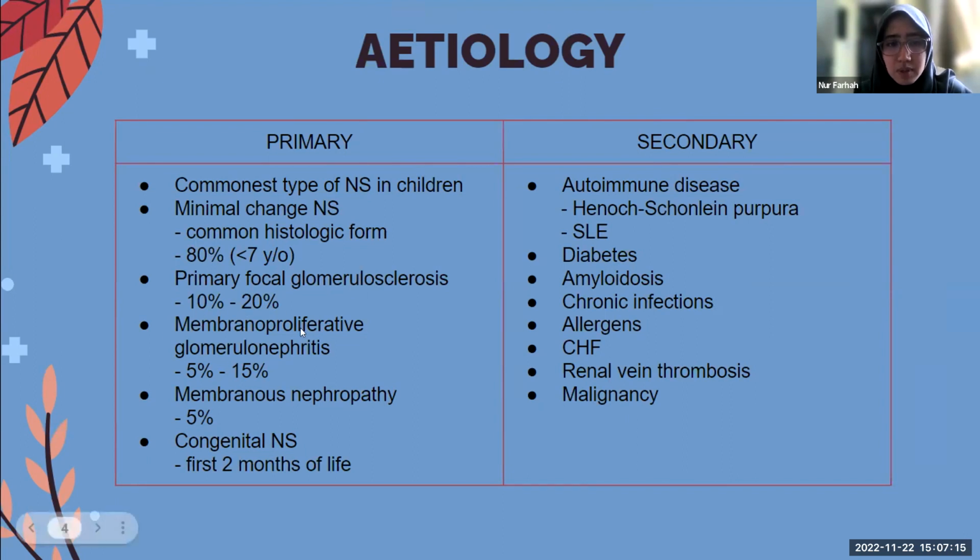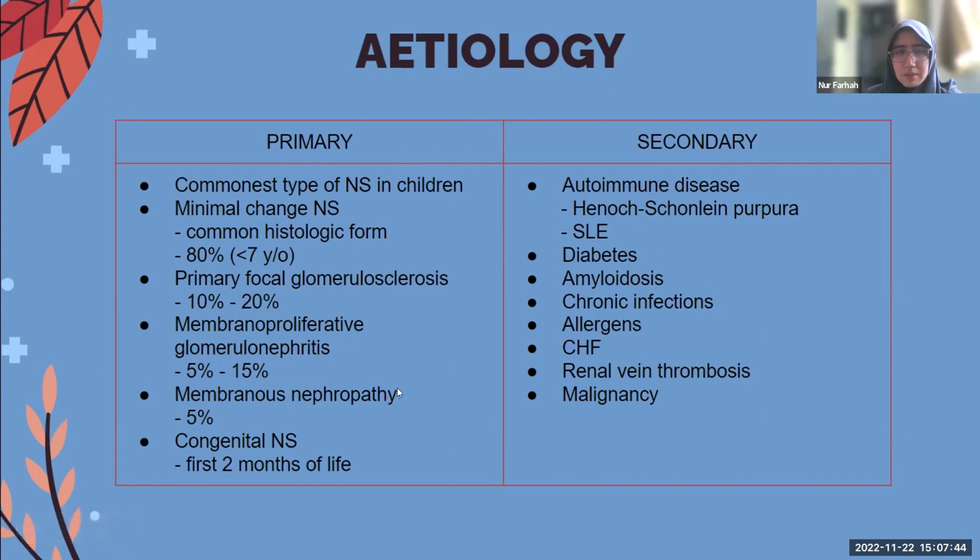And next is membranoproliferative glomerulonephritis. This is also one of the differential diagnoses, if I'm not mistaken, in AGN just now. For this type of nephrotic syndrome, the key point here is that there is immune complex deposit at the mesangial region and also at the capillary wall. Okay, so that is membranoproliferative nephritis, and then we go to membranous nephropathy.